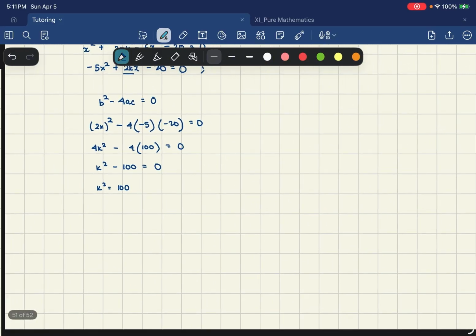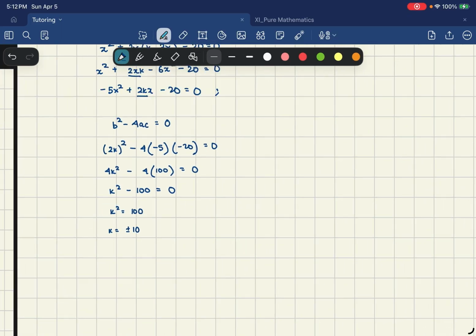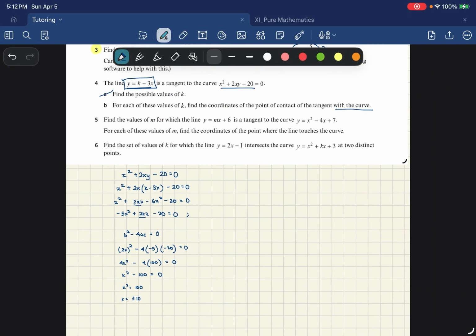So k squared is 100. So we know that k squared is equal to 100. So k is plus or minus 10, right? Positive 10 squared is 100, negative 10 squared is also 100. All right, so we have two possible values of k. We just want to substitute this here for part B, because it says for each of these values of k, find the coordinates of the point of contact of the tangent with the curve.